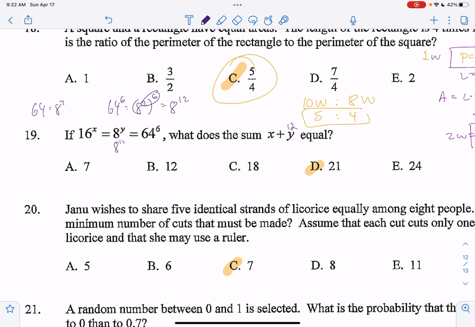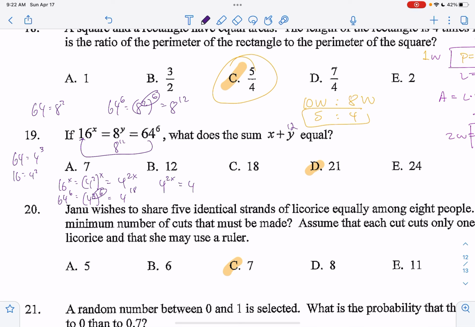Now to get the x, they both have a power of 4. So 64 is equal to 4 cubed, and 16 is equal to 4 squared. So you can rewrite 16 raised to the x as 4 squared to the x, or 4 raised to the 2x. 64 raised to the 6 will be 4 cubed to the 6, which is 4 raised to the 3 times 6, or 18. So 4 raised to the 2x has to be 4 raised to the 18.